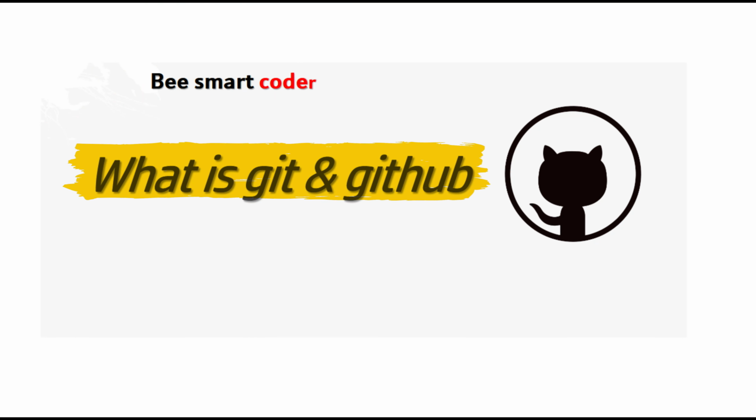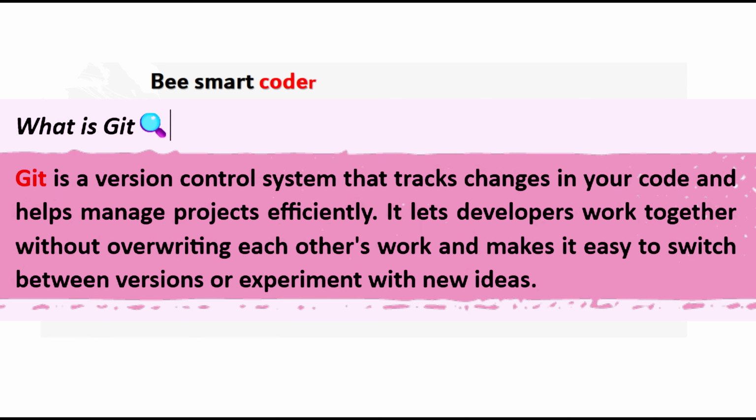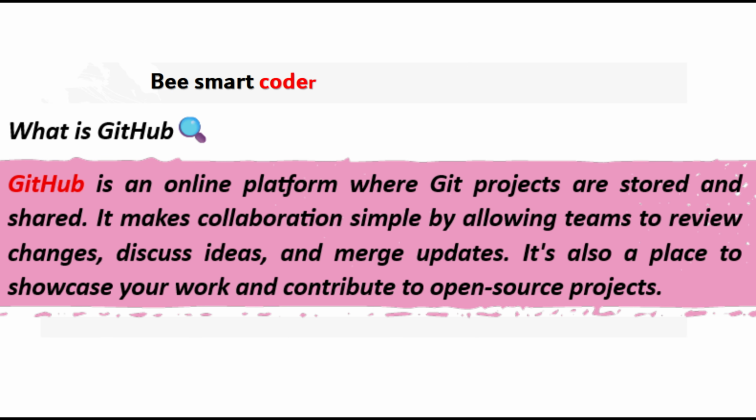Before we dive into the practical session, let's take a moment to understand what Git and GitHub are. It's important to know the basics before we get hands-on. Git is a version control system that tracks changes in your code and helps manage projects efficiently. It lets developers work together without overwriting each other's work and makes it easy to switch between versions and experiment with new ideas. GitHub is an online platform where Git projects are stored and shared, and it makes collaboration simple by allowing teams to review changes, discuss ideas and merge updates. It is also a place to showcase your work and contribute to open source projects.